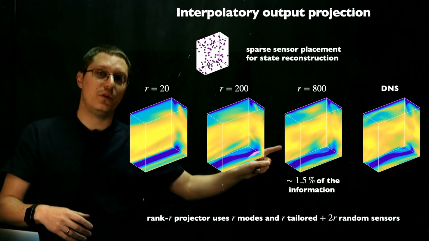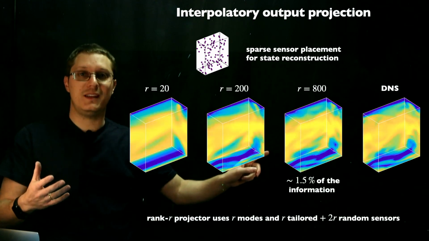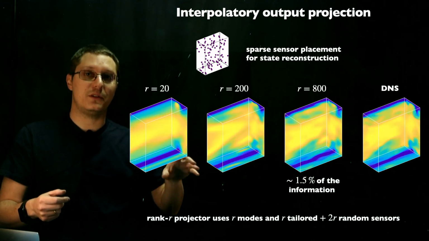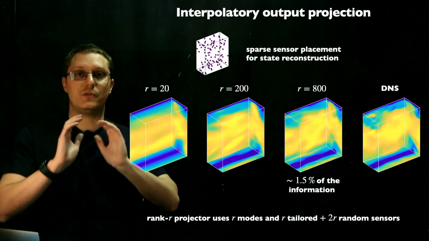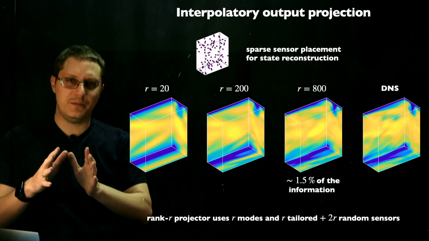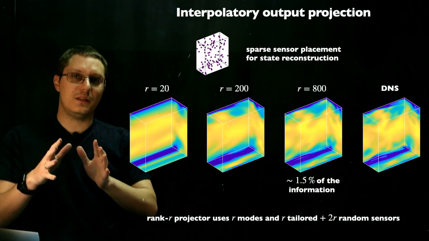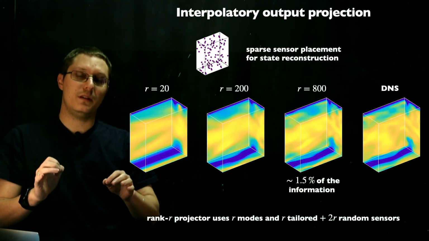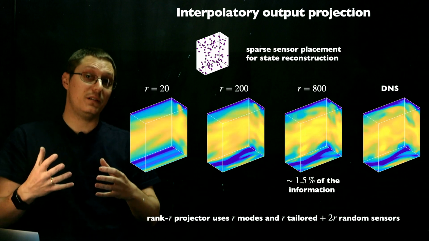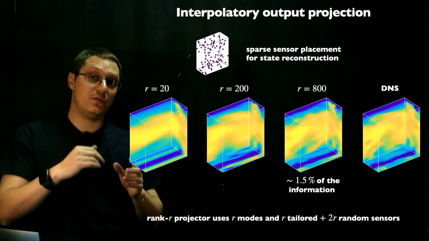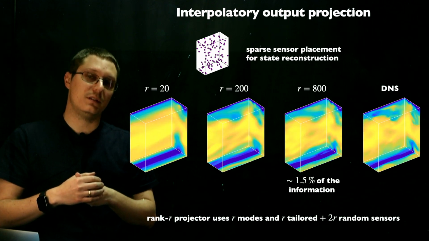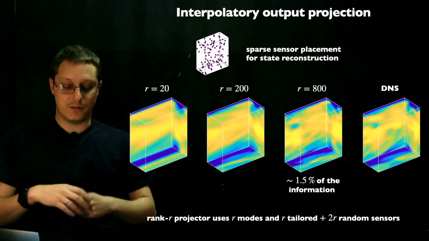And another important point is that we're not even doing state estimation. This is snapshot-to-snapshot state reconstruction. So the reconstruction is independent at every time step. So this information about where to place the sensors could also be used for state estimation, where you leverage the time history and can probably get much better estimates of the flow field. So that's certainly a direction of future work.